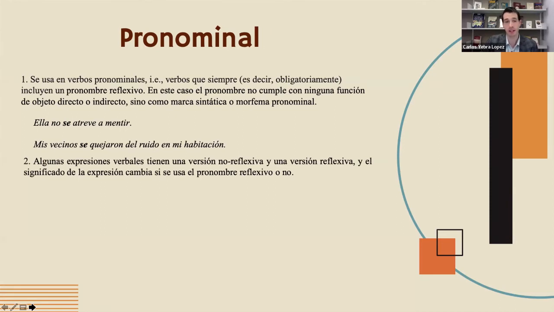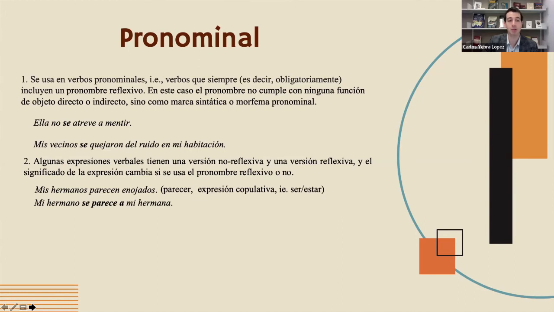Now, some verbal expressions have both a non-reflexive version and a reflexive version. And the meaning of the expression changes depending on whether we are using that reflexive pronoun or not. For instance, if I say, mis hermanos parecen enojados, it means my brothers look angry, right? So, parecer, expresión copulativa, i.e. ser estar. However, if I say, mi hermano se parece a mi hermana, here, the meaning of parecerse is not to look, but to look like. In this case, my brother looks like my sister. They look alike. So parecerse a is an expression of resemblance.